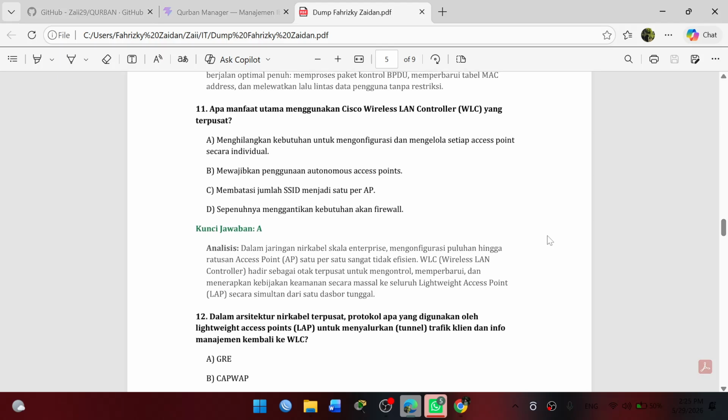Number 11. What is the primary benefit of using a centralized Cisco Wireless LAN Controller, or WLC? For question 11, the correct answer is A. In an enterprise network, configuring dozens or hundreds of access points one by one is highly inefficient. The centralized wireless LAN controller acts as the central brain, allowing engineers to manage, update, and push security policies to all lightweight access points simultaneously from a single dashboard.